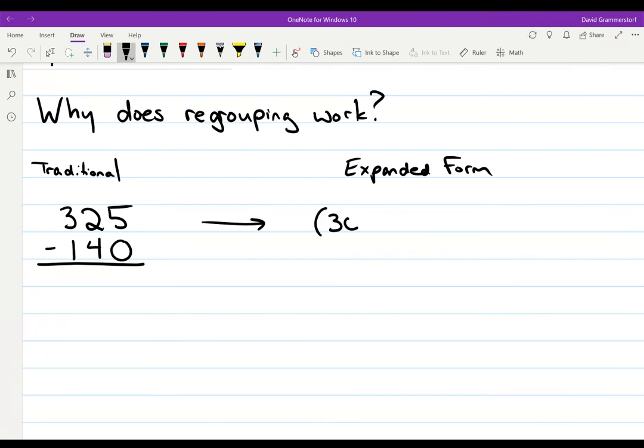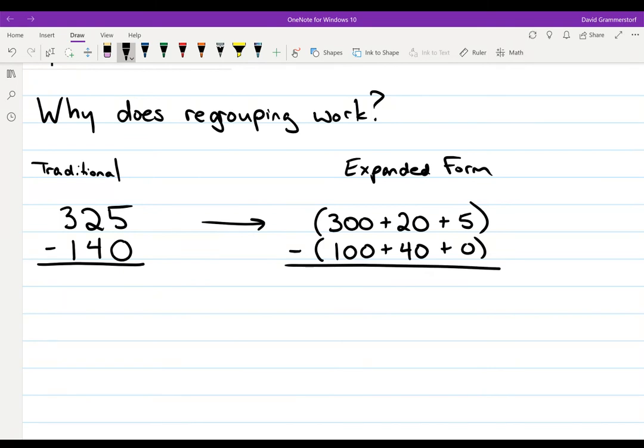I'm going to write 300 plus 20 plus 5, because that's how we write 325 in expanded form. And what are we subtracting? We are taking away 140. So I will rewrite that in expanded form as well. Now, the first column, the ones, is not a problem for us. When I want to do 5 minus 0, I can absolutely do that. It's 5. Easy. The problem comes in the tens place.